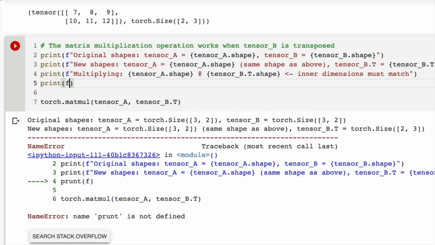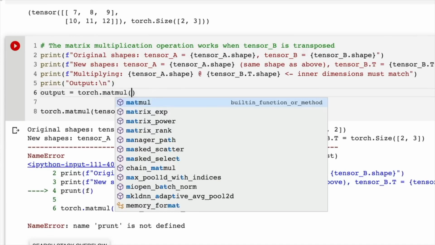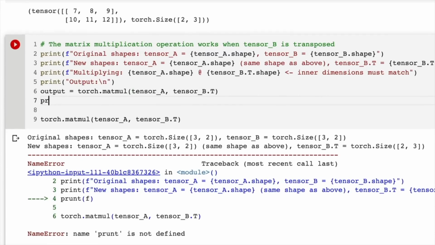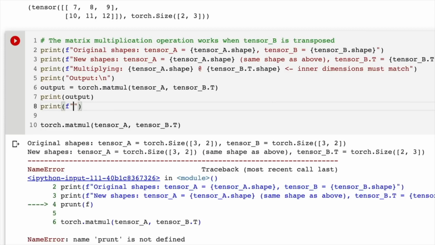Let's get the output. Output, we'll put that on a new line. The output is going to equal torch.matmul, well, our output's already here, but we're going to rewrite it for a little bit of practice. Tensor A, tensor B.T, and then we can print output, and then finally print, on a new line as well, the output shape. A fair bit going on here, but we're going to step through it, and it's going to help us understand a little bit about what's going on.